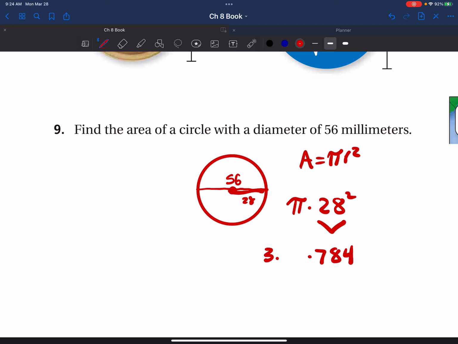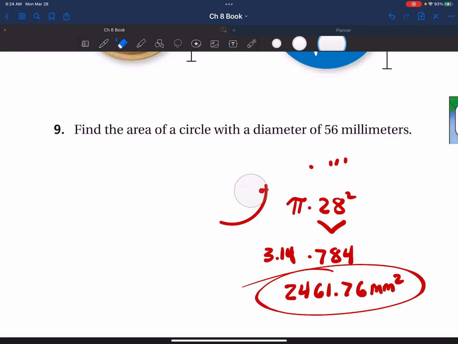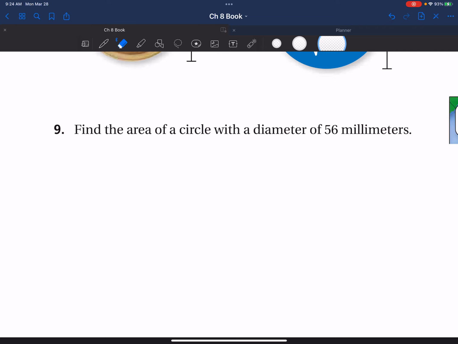That times pi is 2,461.76 millimeters squared. There you go. So even though it looks like a story problem, it's really not hard. They're just telling you what the circle looks like without giving you the circle.